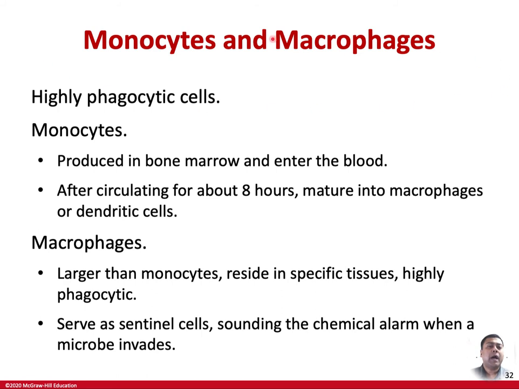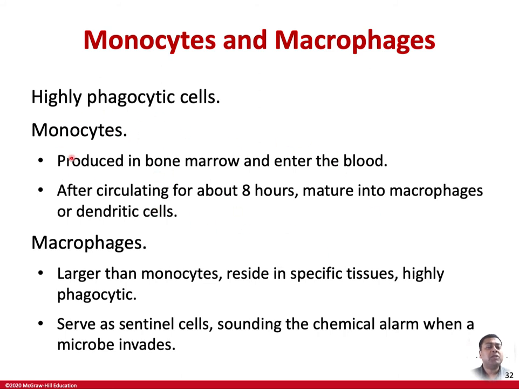So the next one are the monocytes and the macrophages. Remember that the macrophages are highly phagocytic cells, not the monocytes. So the monocytes are the precursors of the macrophages. The monocytes are produced in the bone marrow and enter the blood, and they circulate for about 8 hours and mature into macrophages and dendritic cells. Now, after maturation into macrophages and the dendritic cells, these will leave the blood into the tissue space. And this is a very important concept.